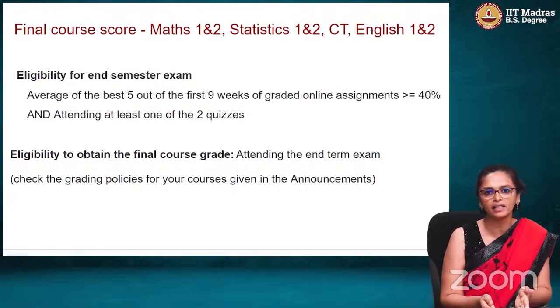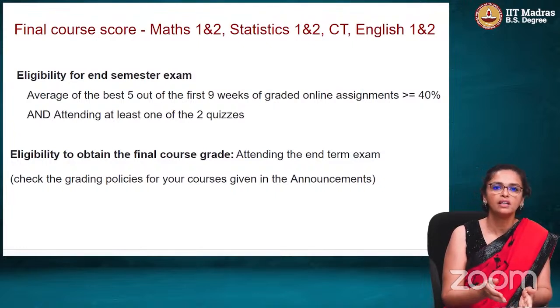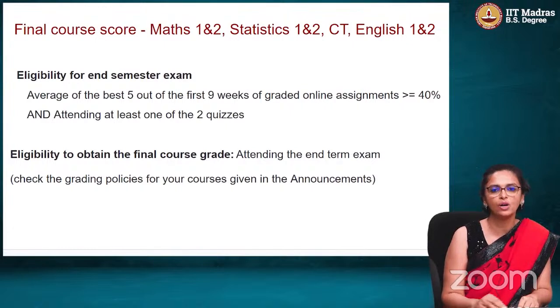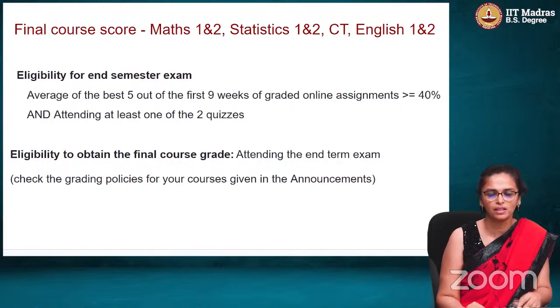Firstly, just like you had an eligibility to attend the qualifier exam, where you got a hall ticket based on assignment scores of weeks 1 to 4, there is an eligibility to get the hall ticket for the final exam also. The eligibility is that the average of the best 5 out of the first 9 weeks of graded online assignments should be greater than or equal to 40%, and you have to mandatorily attend one of the 2 quizzes. These 2 conditions have to be satisfied to get the hall ticket for the final exam.